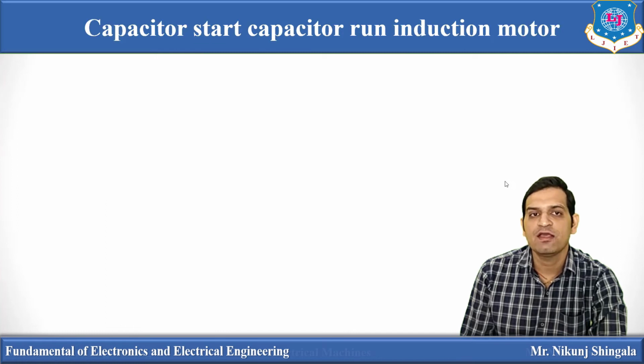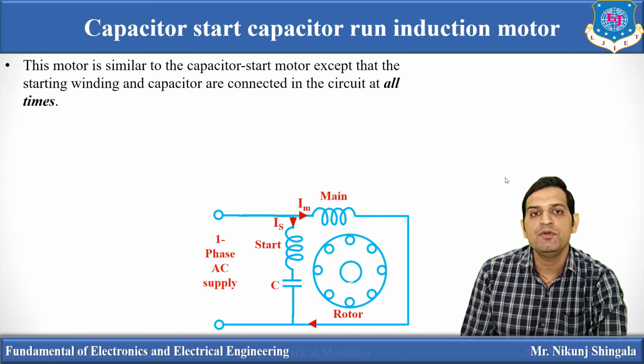Now moving towards the next single phase induction motor, that is the capacitor start capacitor run induction motor. The construction is similar to that of the capacitor start motor, but one difference is that the centrifugal switch is not there. You can see here the starting winding and capacitor are there, but the centrifugal switch is not there. So the capacitor will always be connected. The capacitor will be connected in series with the starting winding at all times.